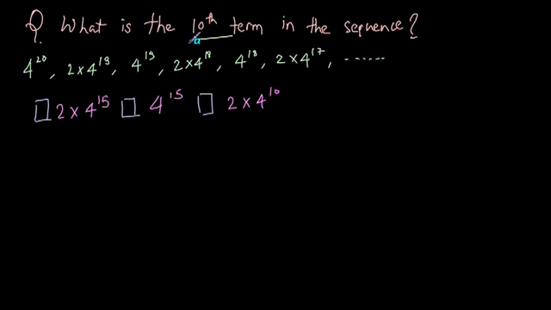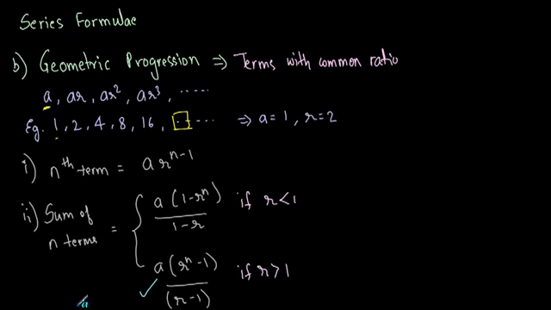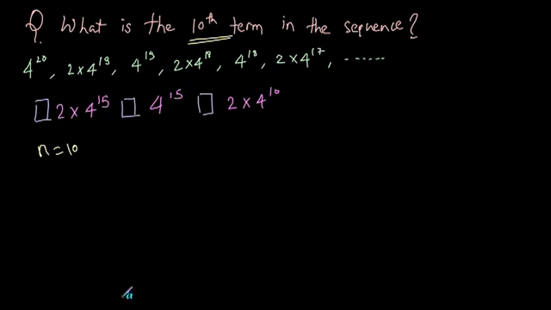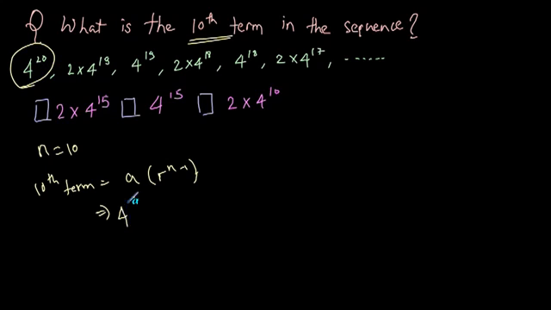Okay, we have been asked the 10th term. So here n will be equal to 10. And the formula for any nth term is, let's see what the formula is. Nth term is a into r raised to n minus 1. 10th term is a into r raised to n minus 1. Let's put the values. A is the first term, that is 4 raised to 20, and r is, so you need to find out what is r.